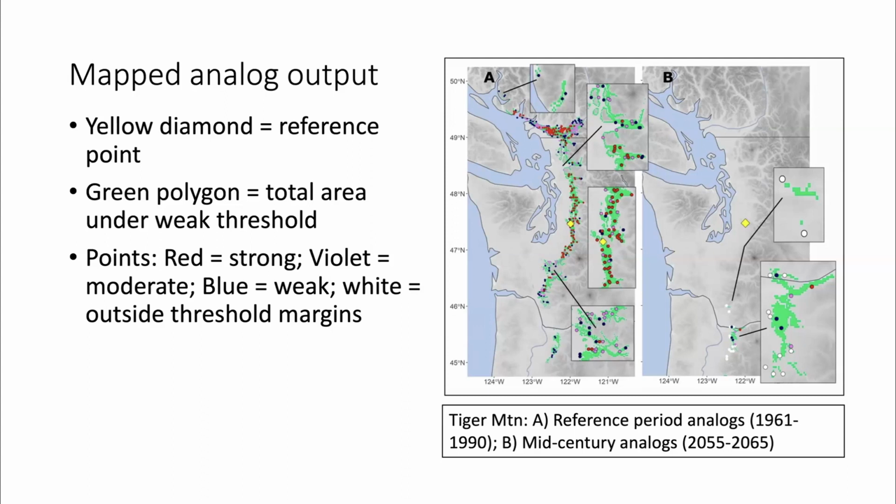along the margins. So you can see in figure A here, this is the contemporary climate for this site. And then in the future, you can see how drastic the reduction in analogs is by mid-century, where we only have a few analogs that light up down in the Columbia Gorge.